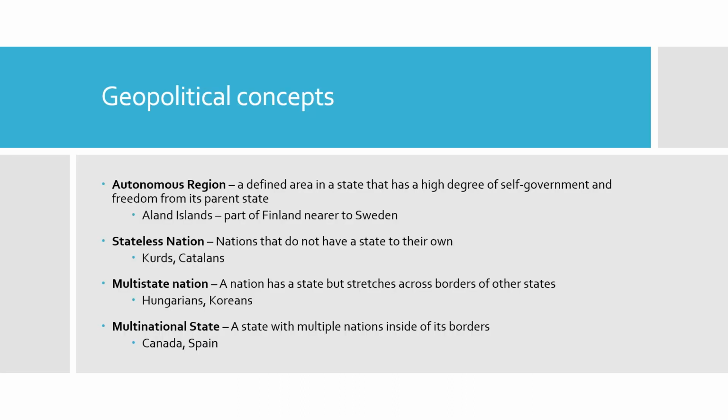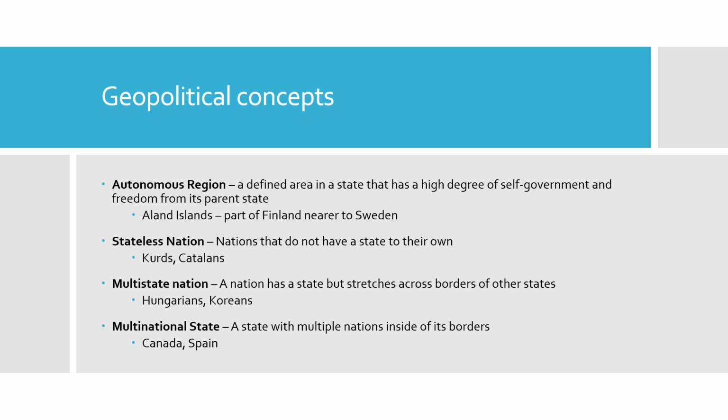Hey, look at there. I did put autonomous region on here. So just to get a little bit more in depth here, this would be a defined area in a state that has a high degree of self-government and freedom from its parent state. So there is an example of what's called the Åland Islands, which is part of Finland near to Sweden, which has a lot of autonomy away from the larger Finnish government. So again, this is a place that's defined inside of a country, but they have a lot of leeway there. You could almost say Washington, D.C. is that way, but that's probably more semi-autonomous than anything, and probably not the best example, so forget I said that.